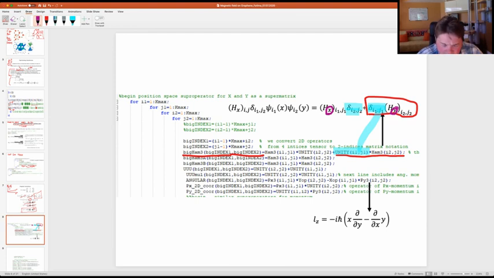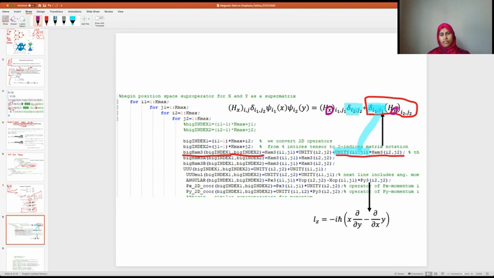Let's think together. If David, Aaron, or Yulun have an idea what is written here and why this unity operator is needed here, just any discussion, any suggestion. It is a diagonal matrix, right? Yes, yes. So it makes the Hamiltonian also a diagonal matrix.